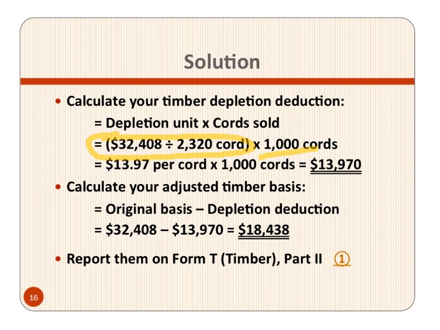So your investment per cord is $13.97 times the 1,000 cords. You have a $13,970 depletion deduction. So you're not going to pay tax on that amount of your proceeds from the sale. And your adjusted basis is your original basis minus your depletion deduction, so it's $32,408 minus your $13,970 depletion deduction, so you have $18,438 left of basis in your timber. Then you would report this on Form T, Part 2.